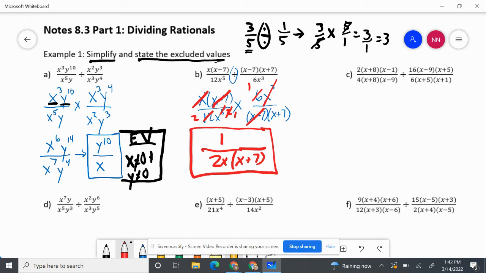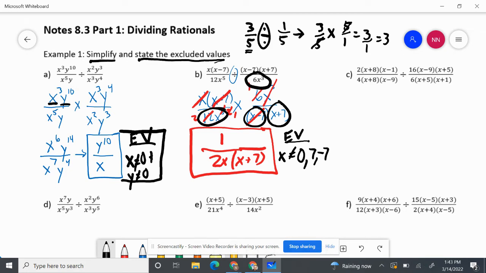Now that's the simplifying. When we're looking at our excluded values, what we're doing is we're looking to see what gives us 0 in the denominator. Now, division is much more difficult than multiplication. We have our monomial, which is 0. We have the 7 and the negative 7, which is right here. But remember that we had a denominator right here that we also have to look at. Now, thankfully, this is also 0, so we don't have to add anything. So that right there is our excluded value.